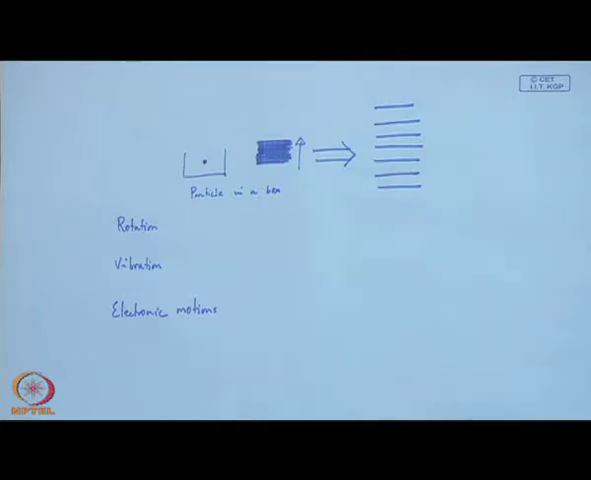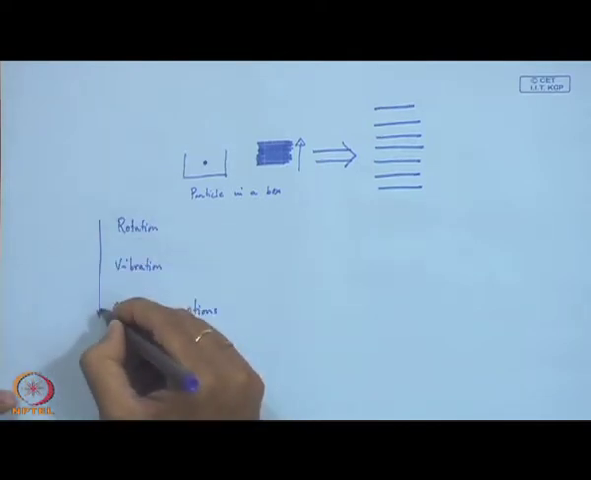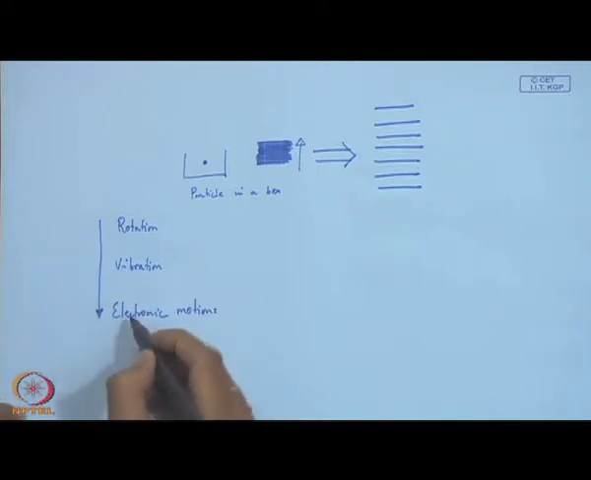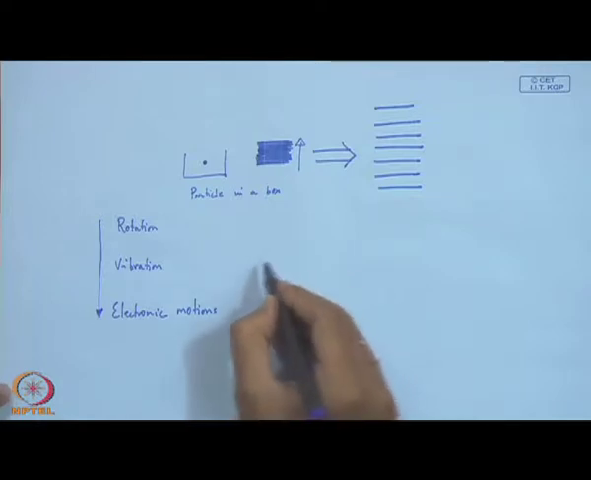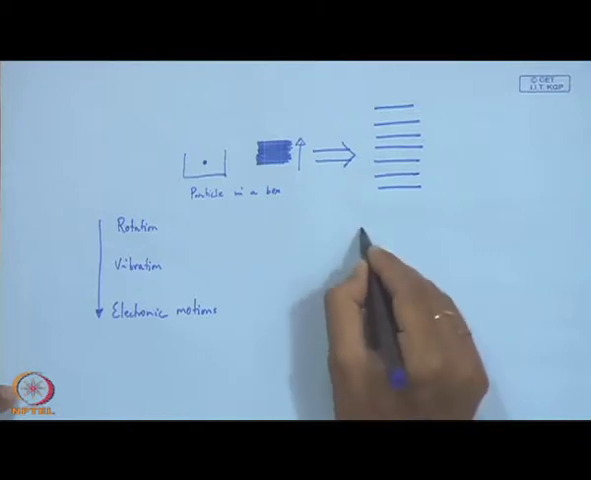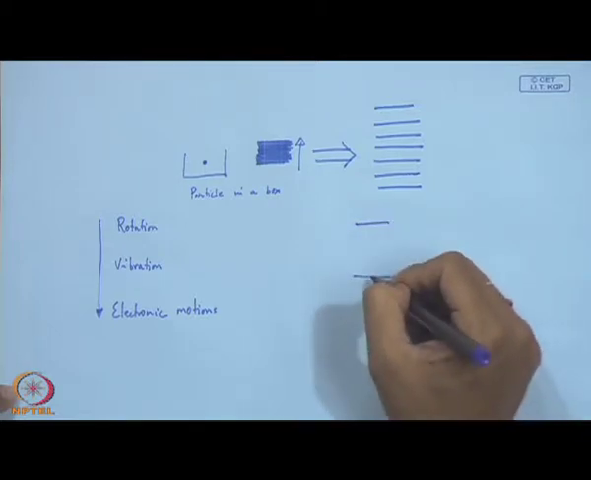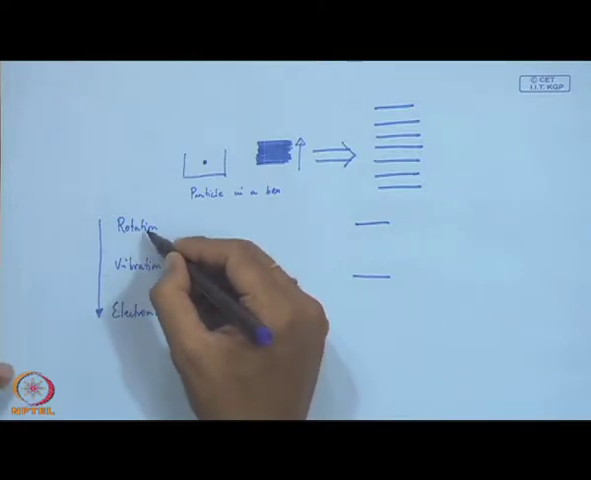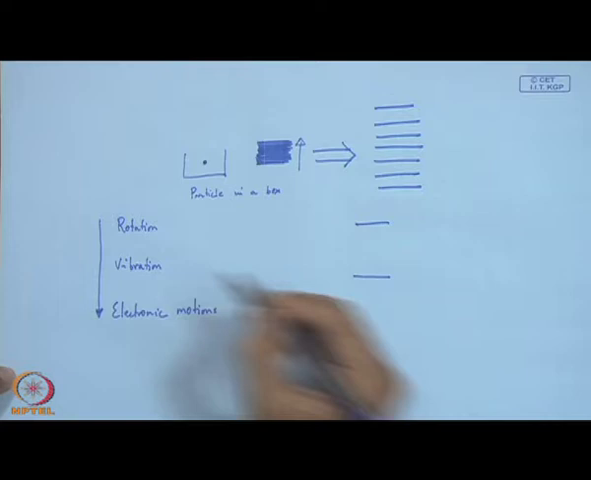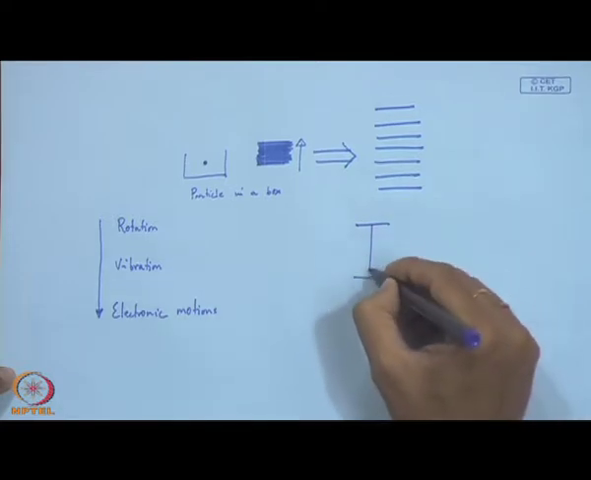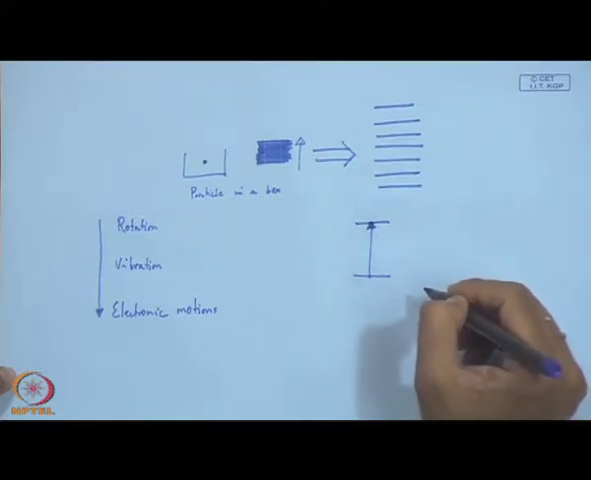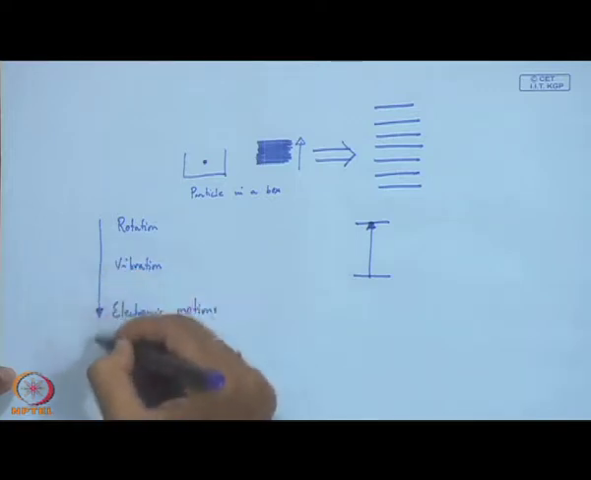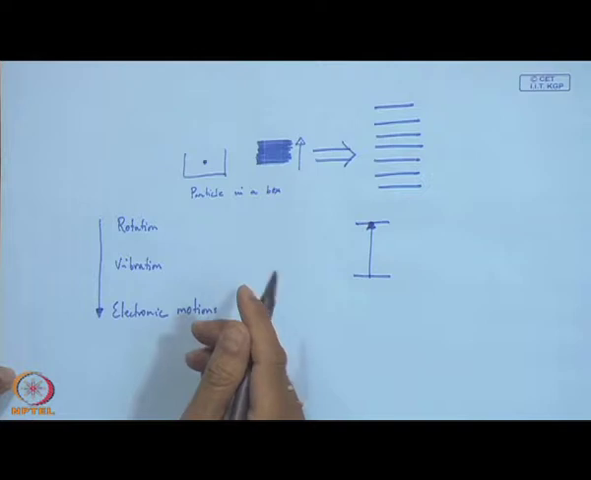In the same way, electron motions are also high energy. This way energy is increasing. Rotation requires the least energy, vibration is intermediate, and electronic motion requires more energy. Electron motion means we have electronic levels like this, and these electronic levels are widely separated compared to two adjacent rotational levels or two adjacent vibrational levels. Therefore, this requires more energy. So, electronic excitation or electronic transition requires more energy, and therefore it falls on the higher energy side of the spectrum.